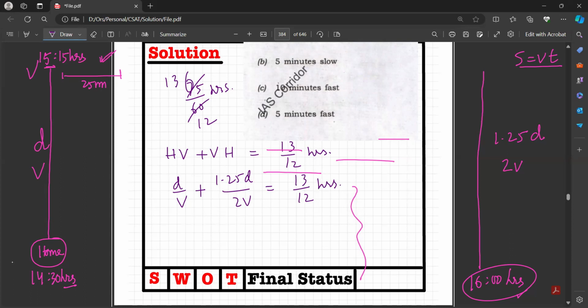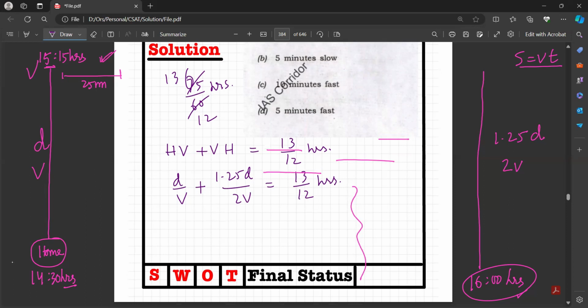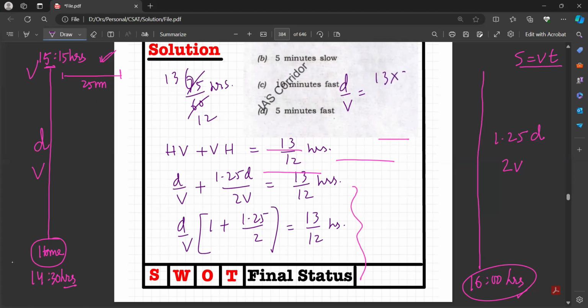Are you getting it? Now we can solve it to get the answer. Let us solve. Question has asked, what is this time, whether it is running fast or slow. The time taken for the first go will be d/v or not? So d/v निकालते हैं. (1 plus 1.25/2) d/v equals 13/12 hours. Yes or no? So this will be what? This will be 3.25/2. So d/v will be what? 13 into 2 divided by 12 into 3.25. That is 325 into 100. Yes or no? Is it clear?